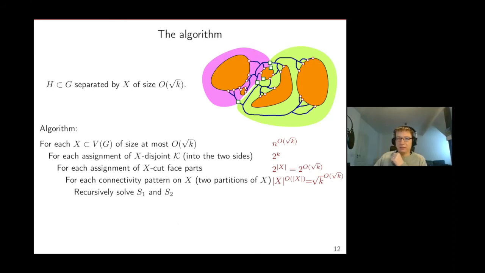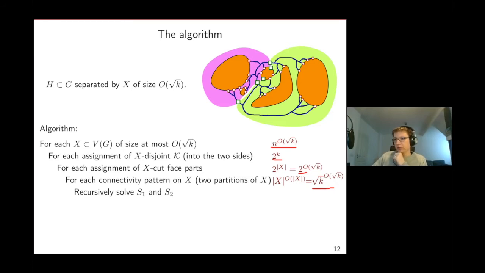And when I look at the terminal faces that have been cut up by capital X, where the number of parts that they have been cut up into cannot exceed the size of X, there will be 2 to the order square root k options there. And finally, when I look at the connectivity patterns or the partitions of X, there are square root k to the order square root k many of those. And so here you can see that this is larger than this, and this is larger than this. So the significant terms are this n to the order square root k and this 2 to the k.